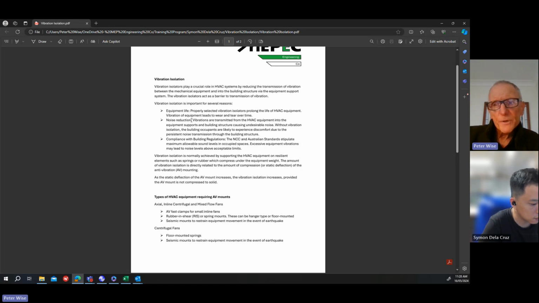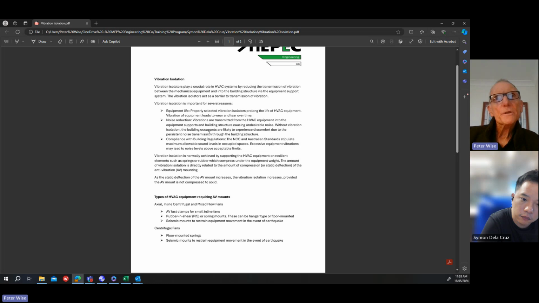Noise reduction. Now, this is probably the biggest thing that we find. Vibrations are transmitted from the HVAC equipment into the equipment supports and building structure, causing undesirable noise. Now, this can be very difficult to find. If you've got something that's vibrating and it's not isolated properly, it might be a pump, might be a pipe, a duct, or a fan. It's very difficult to find where it's coming from, and it comes into the building as noise. So if there's vibration in the structure, it'll come into the space as noise.